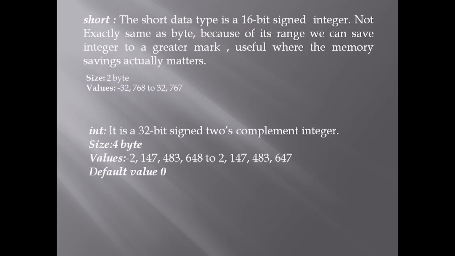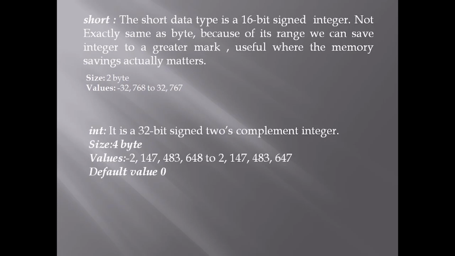The short data type is basically an upgraded version of the byte data type. It has a size of 2 bytes, and its range goes up to 32,000 something and -32,000 something. So it can store larger values than byte, and of course it has a greater size because it's storing a larger range of values. After that we have int.